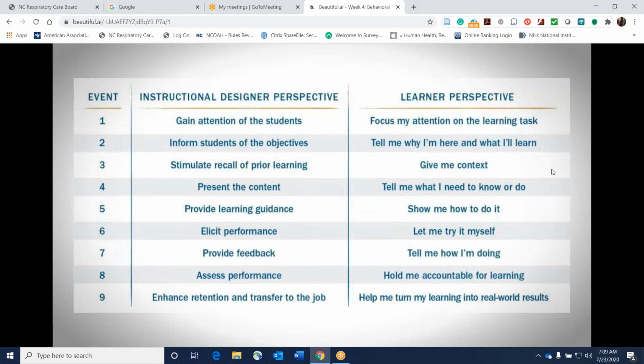The other thing is they want context. So in order to give them context, you have to do what? You have to be able to bring that into the real world, but also as an instructor, stimulate that recall of the prior learning because they may not connect the dots from what you discussed last week, which is why I always go back to what I talked about last and bring it to the first part of the discussion. And you can read the rest of this, but going all the way down to number 9, help me turn my learning into real world results. That's the creation level. In other words, that's what they really want to do. They want to know the why, but they also want to get to what? They want to actually get to doing.